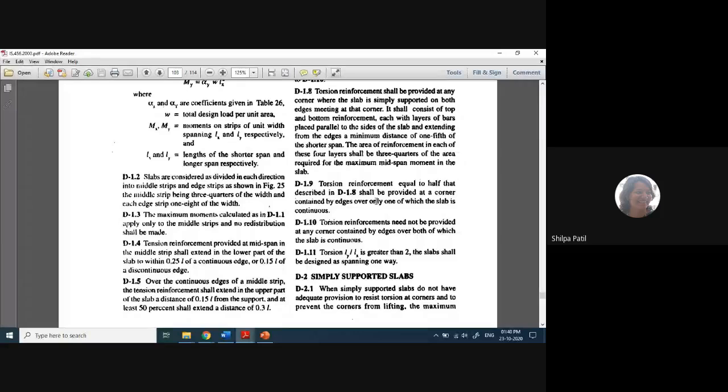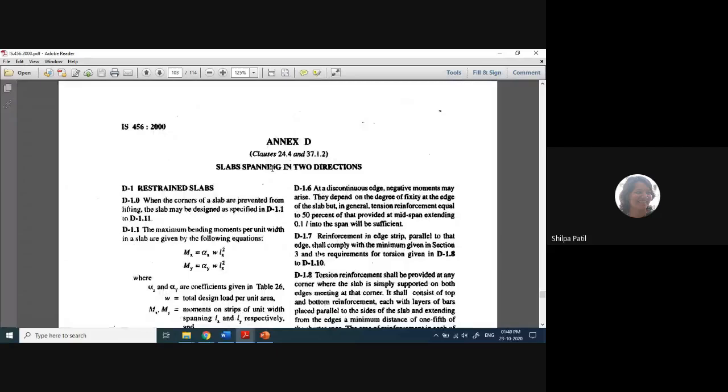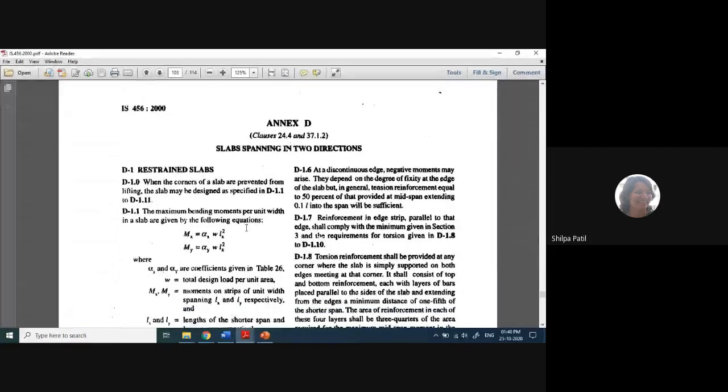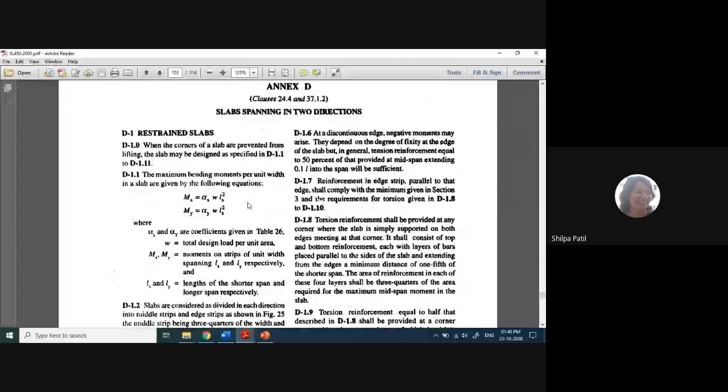Okay. The last clause: when Ly by Lx is greater than 2, the slab shall be designed as spanning one way. Obviously this is a condition for design of a one-way slab. So forget about this clause. We have already discussed this in our earlier lecture. So Annex D, I suggest each and every student here to read all the clauses again given in Annex D with a calm mind to understand the various clauses given for design of two-way slabs.